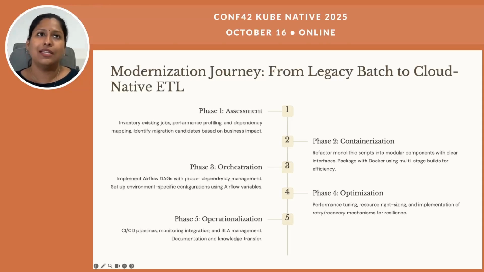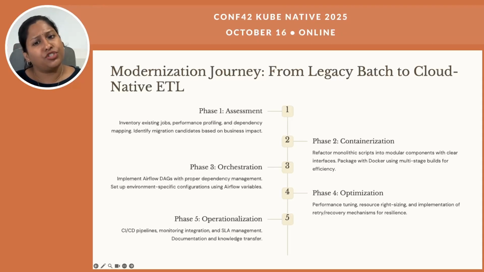Phase 2 is containerization. This splits monoliths into modules, packaged with multi-stage Docker for smaller, faster images. Followed by orchestration: clean DAG dependencies and manage environment-specific configurations via Airflow variables. And for optimization, right-size, tune joins and memory, and retry or recover. And coming to operationalization, we can use CI/CD, monitoring, SLAs, documentation, and knowledge transfer.